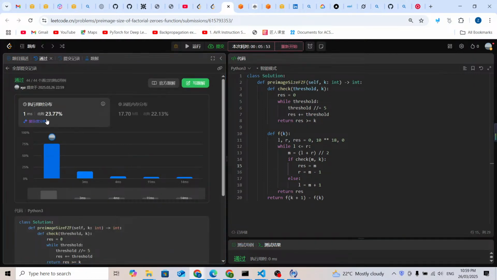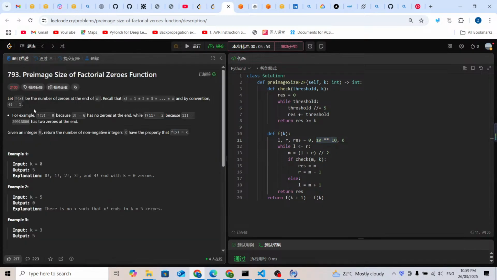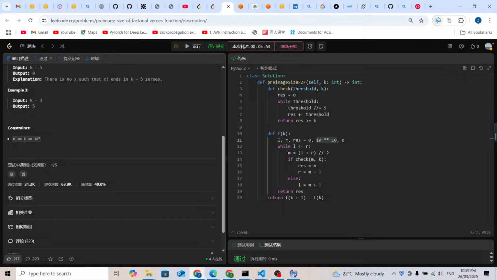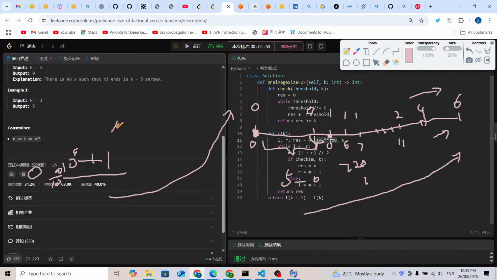As you can see, it passed the testing cases, although it is a little bit slow, but I think it is okay. Basically you can try 10 to the power of 10, because for this number, there is going to be a good limit if k equals 10 to the power of 9. This means, which number is going to have 10 to the power of 9 zeros? Which number is going to have 10 to the power of 9 plus 1 zeros? We just need to find such a big number.